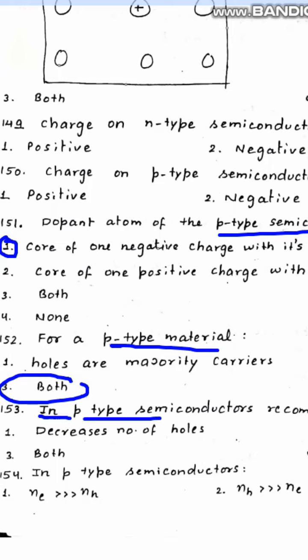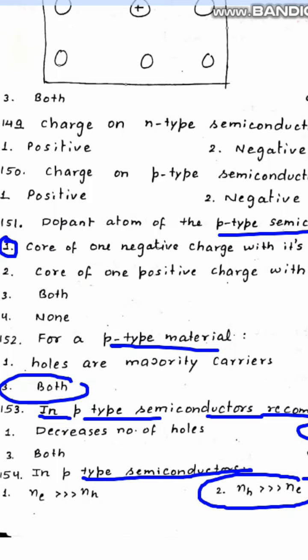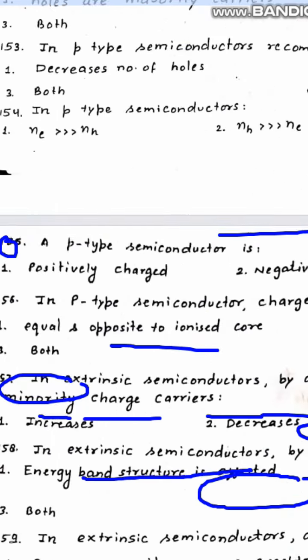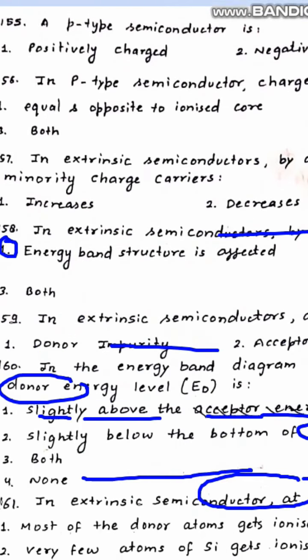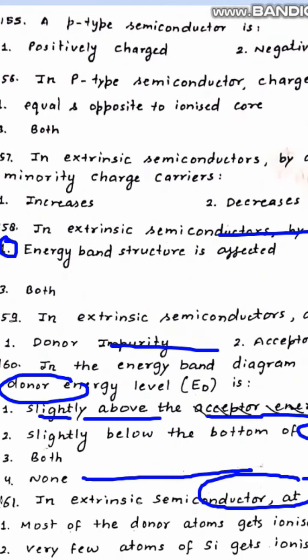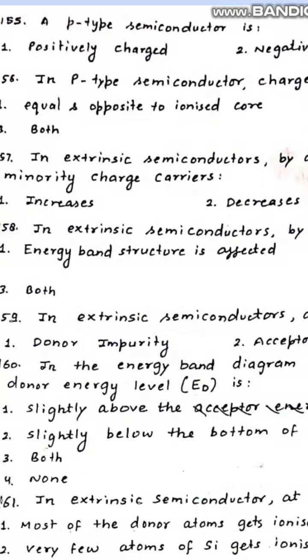Next is in p-type semiconductors recombination decreases number of, no, there are actually more number of holes, so they will decrease the number of electrons. So second is correct over here. Next is in p-type semiconductors, number of holes dominates, so second will be correct over here. Next is a p-type semiconductor is obviously neutral, third is correct over here.